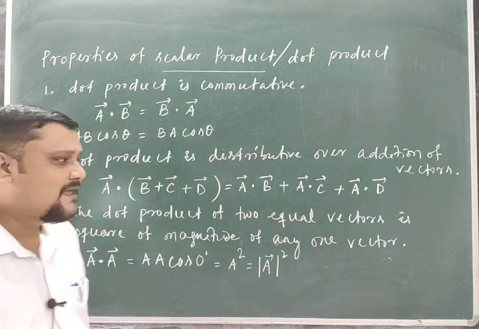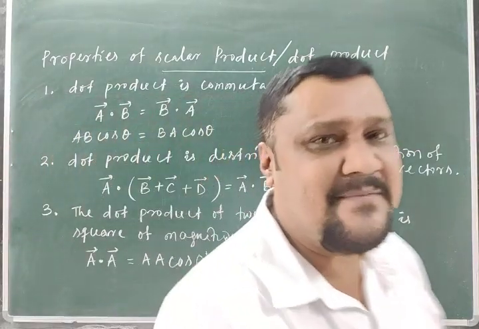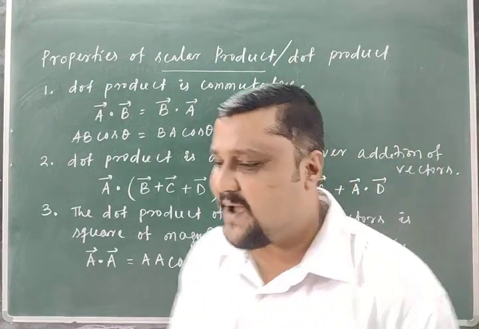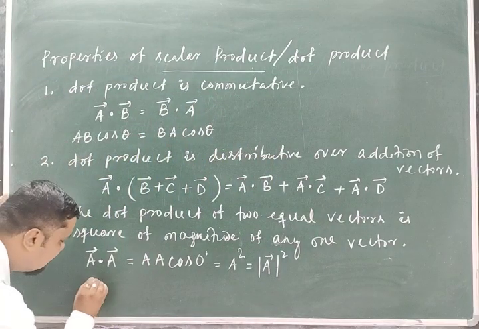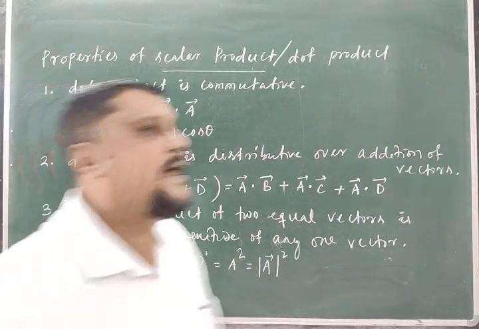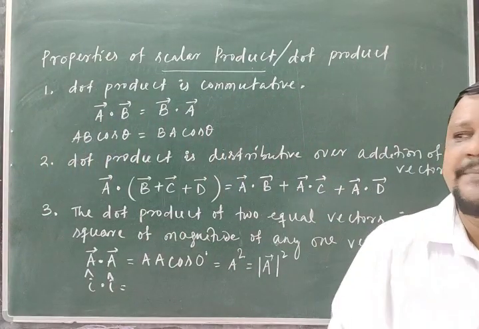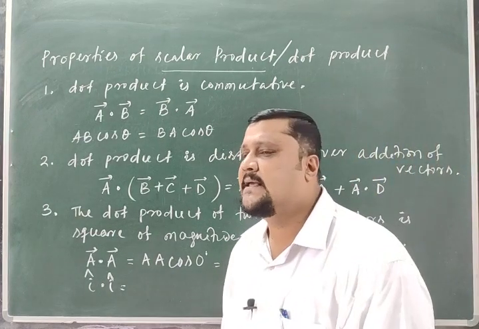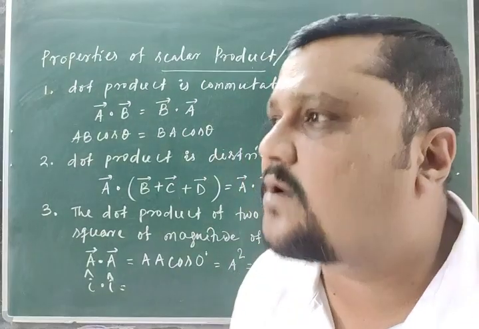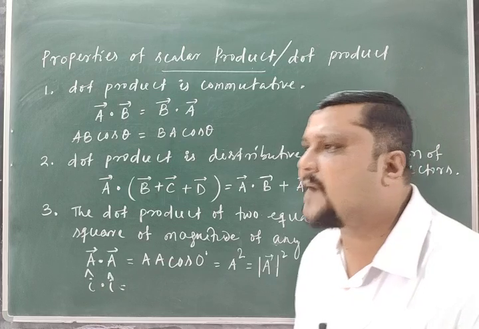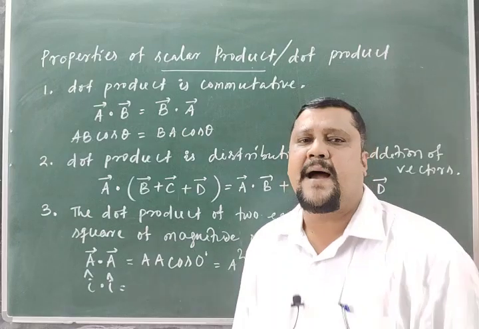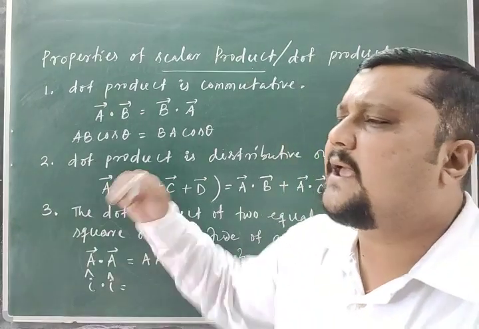But remember, if we go to i cap, j cap, k cap, now I will play with i cap, j cap, k cap. Suppose I find i cap dot i cap. i cap is a unit vector along x-axis, j cap is a unit vector along y-axis, k cap is a unit vector along z-axis. And i cap, j cap, k cap are mutually perpendicular to each other, isn't it? So memorize it by heart till the end.